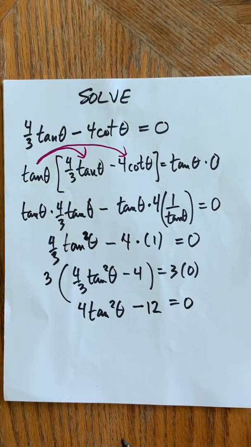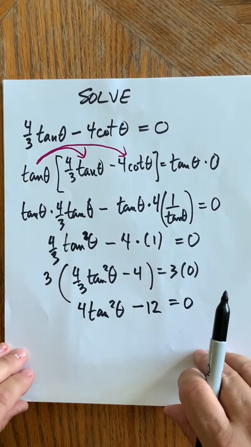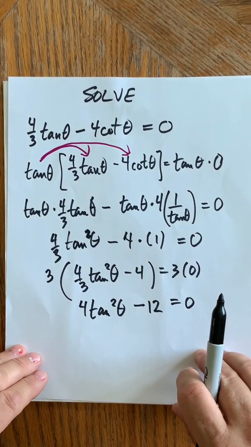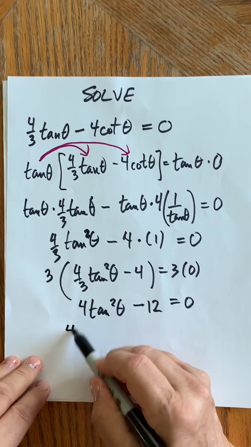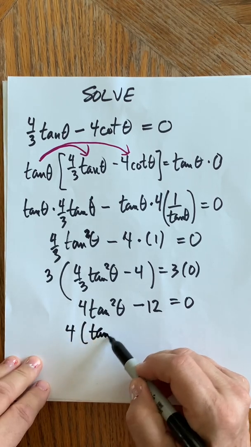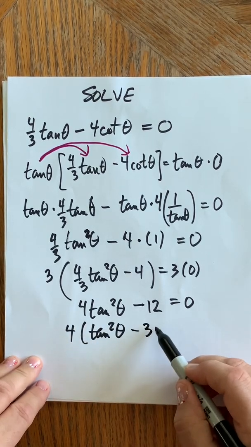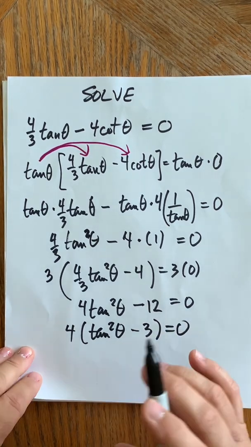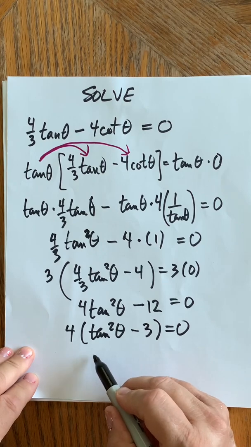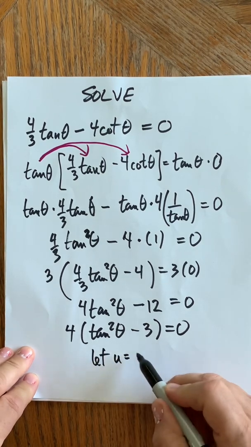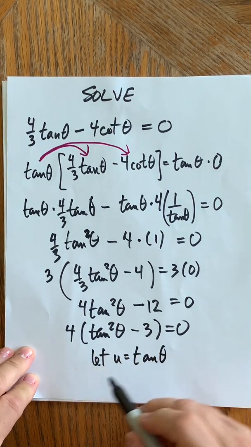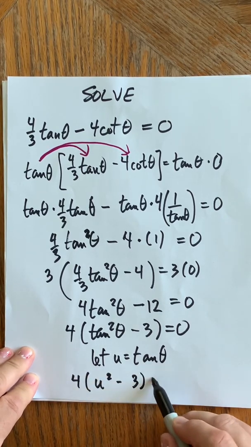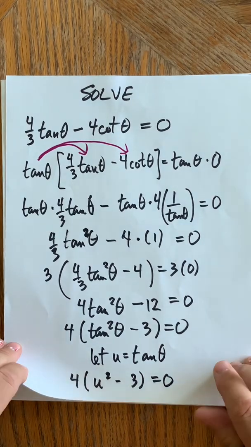I like dealing with whole numbers. So really here we could factor out the 4, and we'll have tangent squared theta minus 3 equals 0. If you recognize this form, it would be helpful to say let u equal tangent theta, in which case you have 4 times u squared minus 3 equal to 0, and you want to go ahead and factor that.